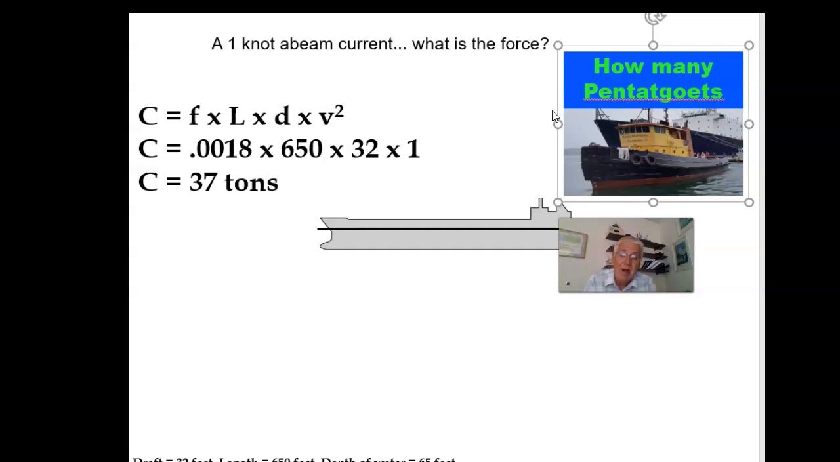And even though we wait for slack water, think about that. We have a couple of tractor tugs and the Pentagoet. We don't take any chances. It's big, big numbers here.